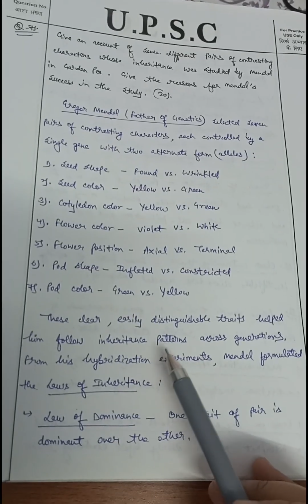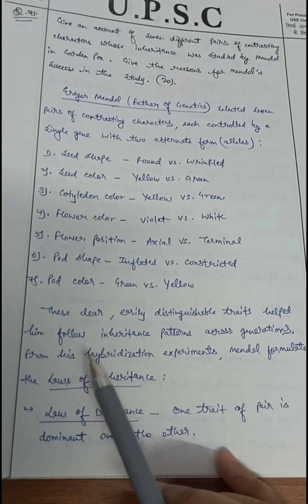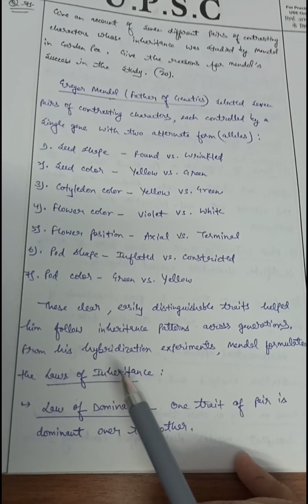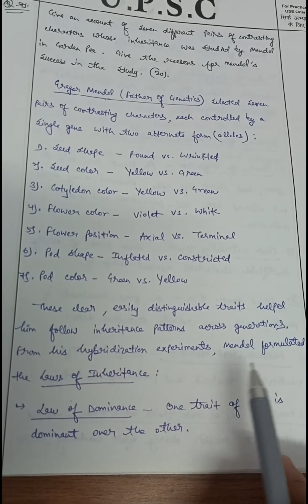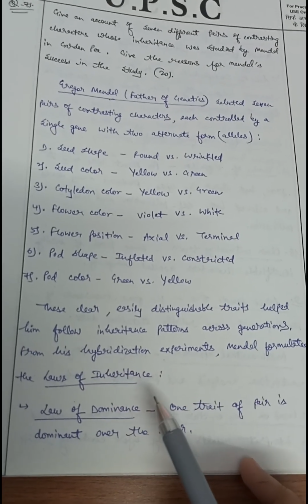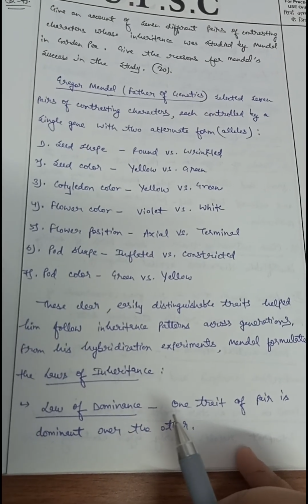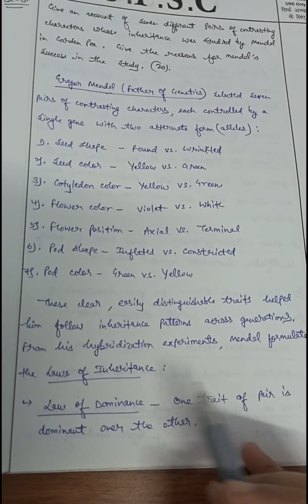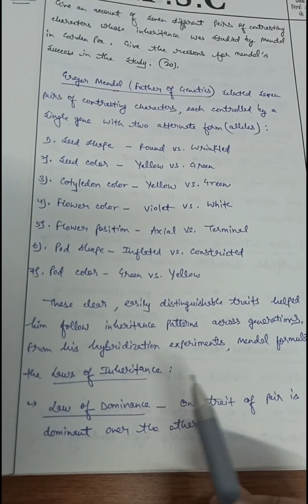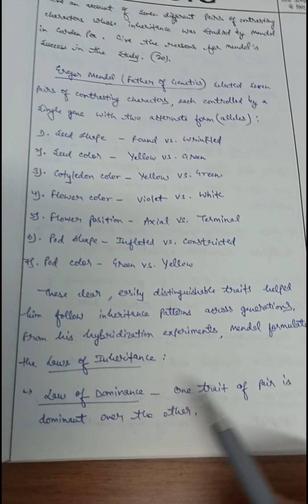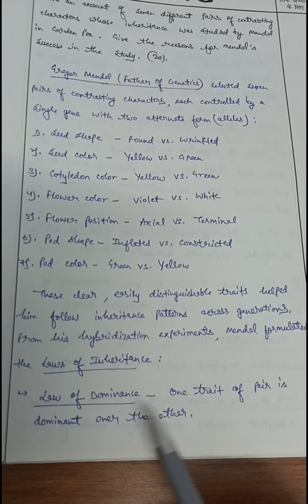These clear, easily distinguishable traits helped him follow the inheritance pattern across generations. From his hybridization experiments, Mendel formulated the laws of inheritance. These are the laws of inheritance that Mendel concluded from his experiments based on the 7 characters. First is the law of dominance. In this, one trait of a pair is dominant over the other.